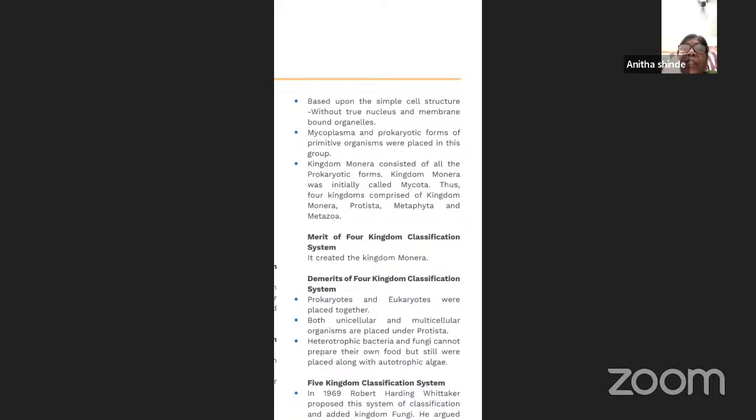So this particular four kingdom classification has included Monera. That means this classification has how many kingdoms? Four kingdoms. One is Monera, second is Protista, then Metaphyta, and then Metazoa. Totally they have changed now. Plantae has been changed, and Animalia they have totally removed now. So it consists of Monera, Protista, Metaphyta, and Metazoa.